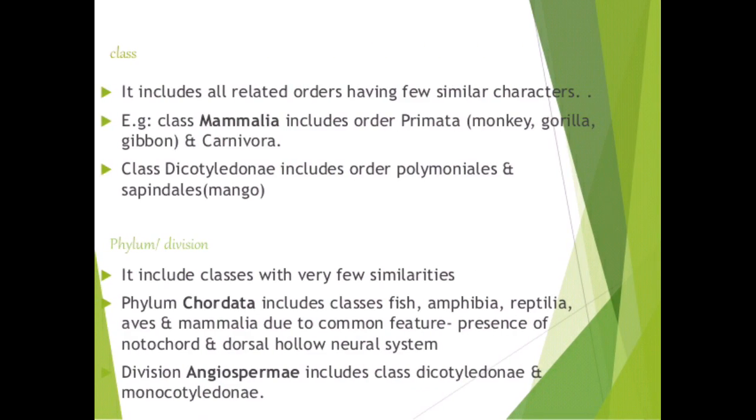Then class. It includes all the related orders having few similar characters. For example, class Mammalia includes order Primata, that is monkey, gorilla, gibbon, and Carnivora. Class Dicotyledonae includes orders Polemoniales and Sapindales, that is mango.